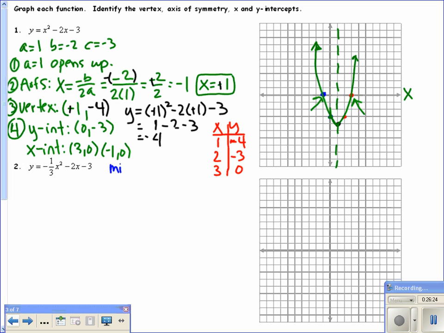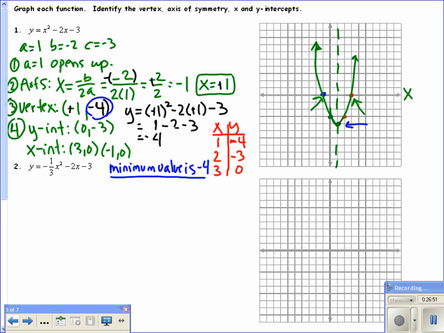So the minimum value is, and remember it's the y-coordinate of your vertex, which in this case is negative 4, so negative 4 is the minimum value. And again, why is that? Because notice that this y value of negative 4 is the very lowest y value of my graph. There are no y values that are lower than that, so that's why we use the y value to tell. So the minimum value is negative 4.